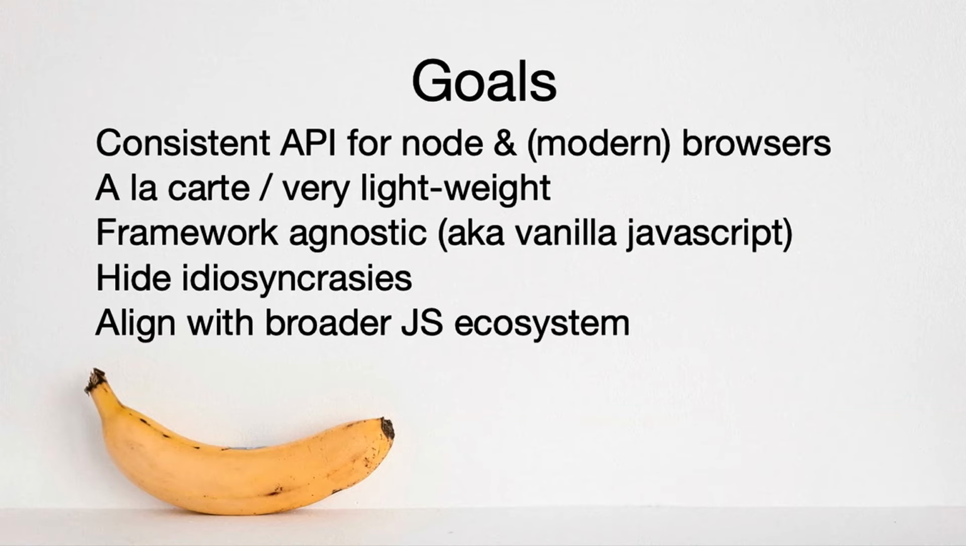Let's make sure this is super a la carte. Pick and choose just the pieces that you want. You don't have to bring in a huge thing. It doesn't have any framework involved. The actual code is written in TypeScript, but what you use when you use it in a runtime environment is just vanilla JavaScript. We're trying to hide the various idiosyncrasies of the API, which if you've written your own code to talk to it, you've experienced some of them. And we're going to align with the broader JavaScript ecosystem. So make sure that this is a good library for today, tomorrow, and many years to come.